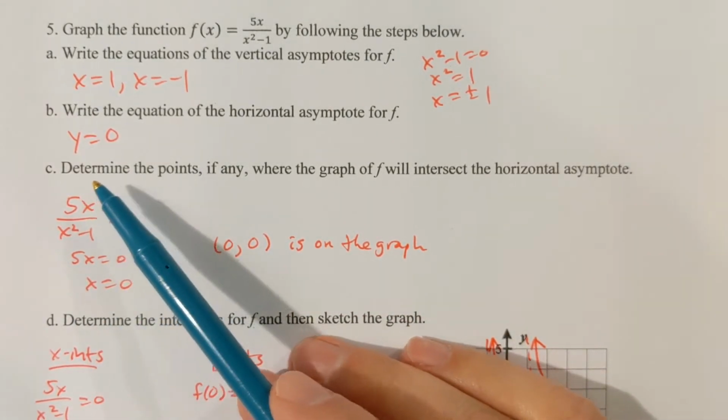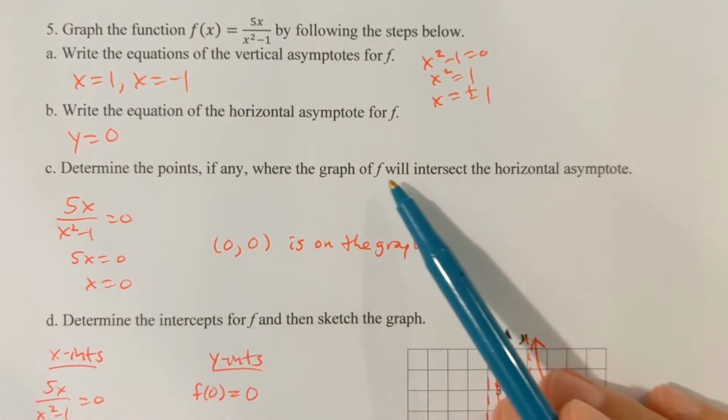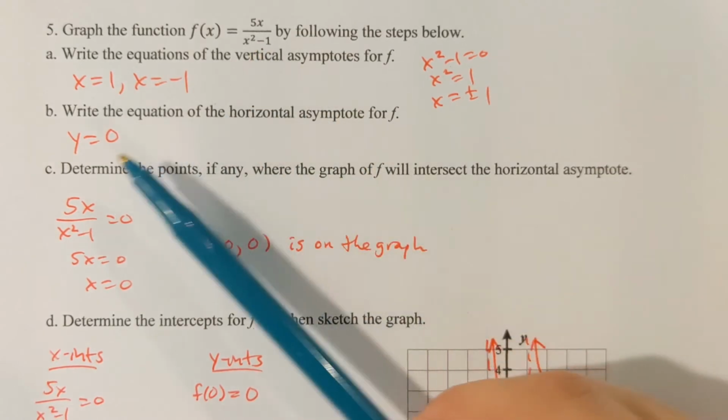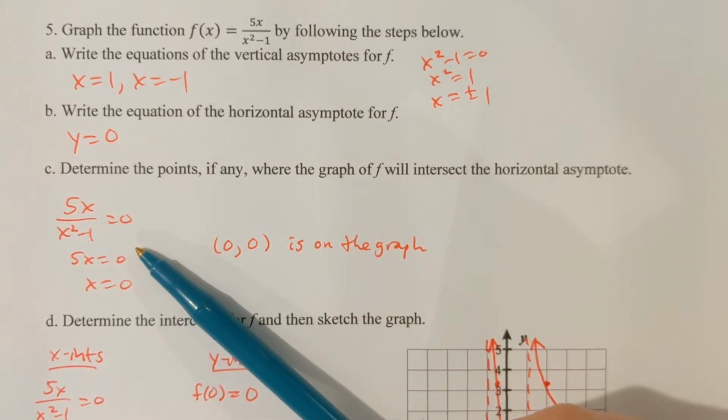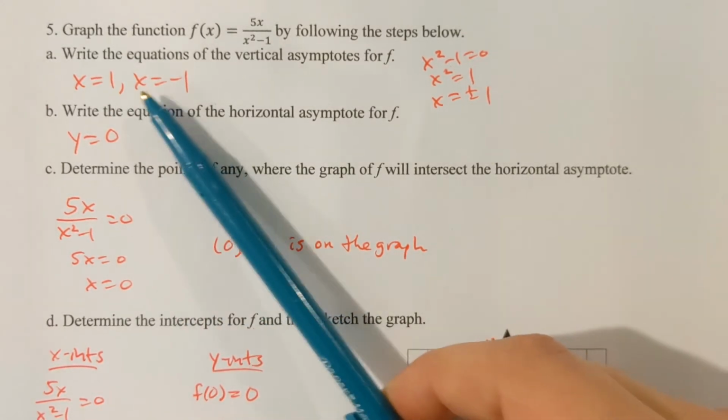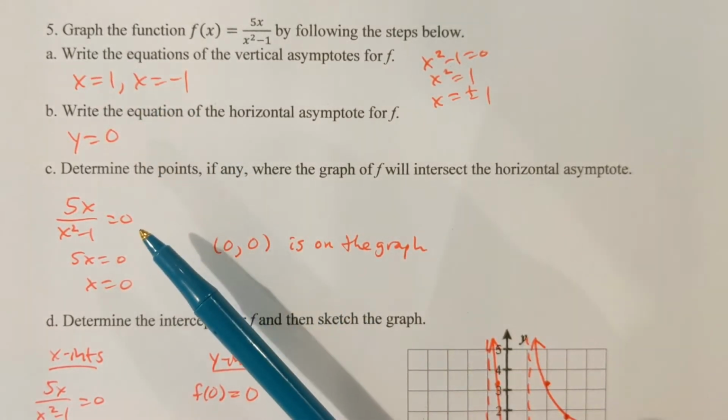Part C, determine the points, if there are any, where the graph will intersect the horizontal asymptote. A graph can cross a horizontal or oblique asymptote, and that sometimes happens. So we're going to check for that here. To figure that out, we want to set the function equal to the asymptote and then solve. By the way, a function will never cross a vertical asymptote. So keep that in mind.